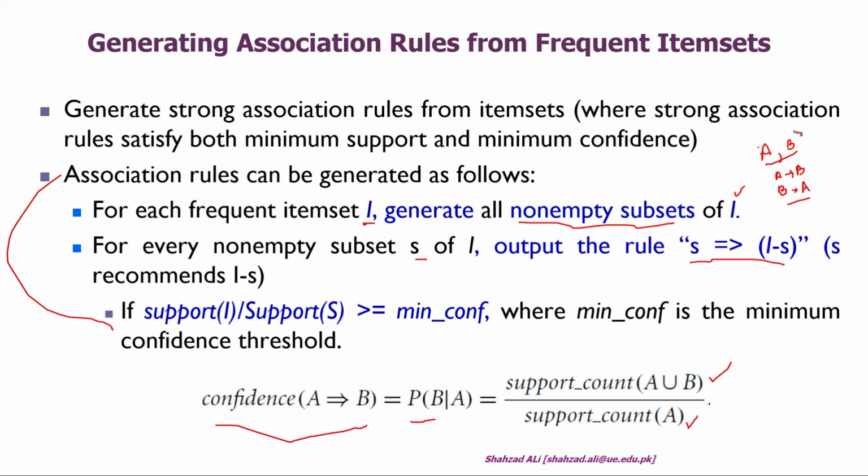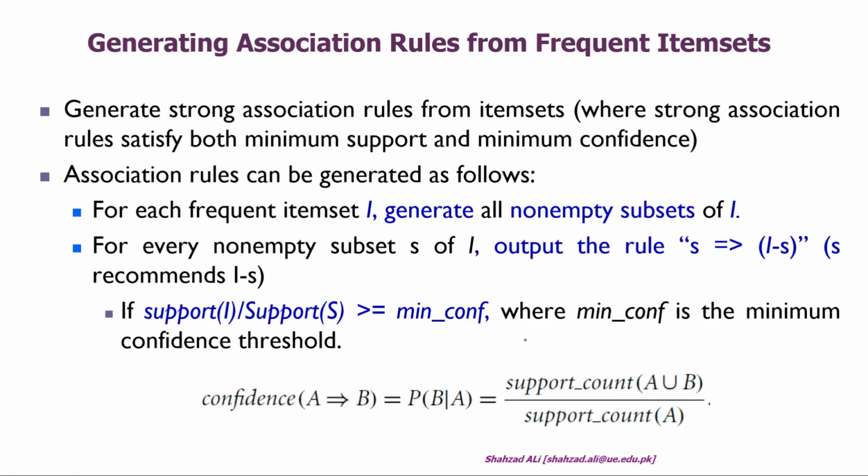Support of the total frequent item set divided by the support of S. What is the support of S? Support of this S, the subset. Keep in mind, support of the total frequent item set divided by the support of S. If this is greater than or equal to the minimum confidence value, where minimum confidence is the minimum confidence threshold, then that rule is interesting or good.